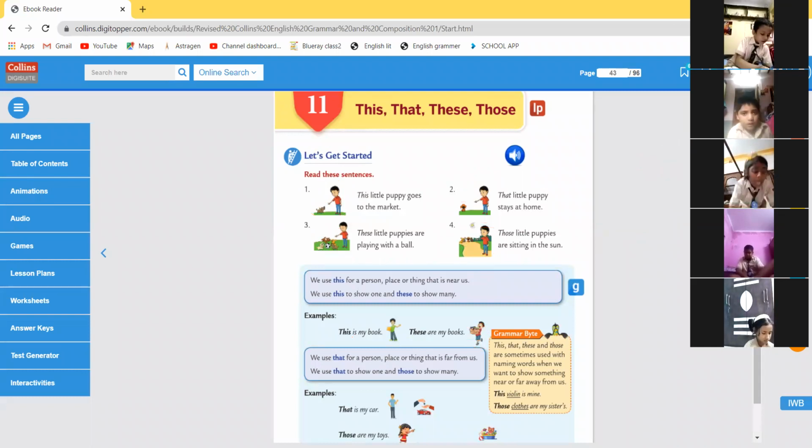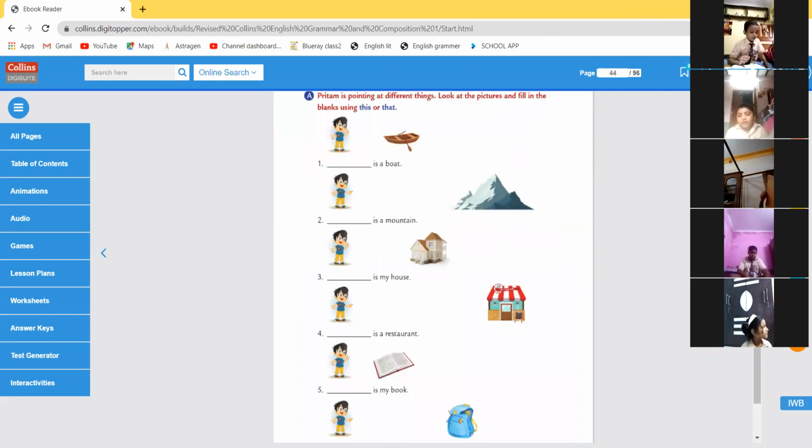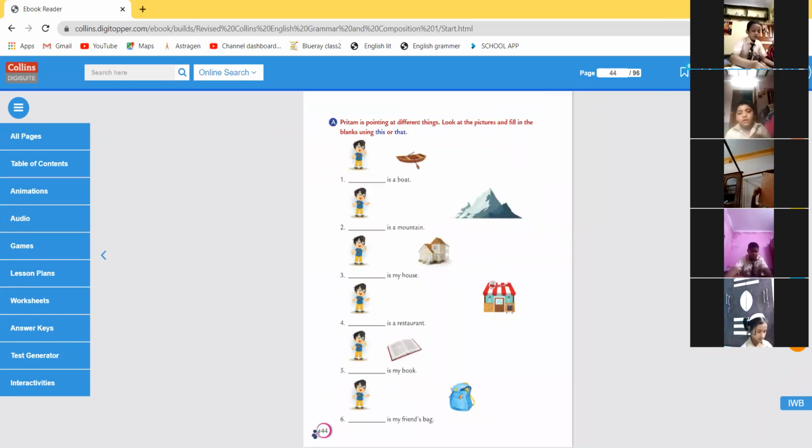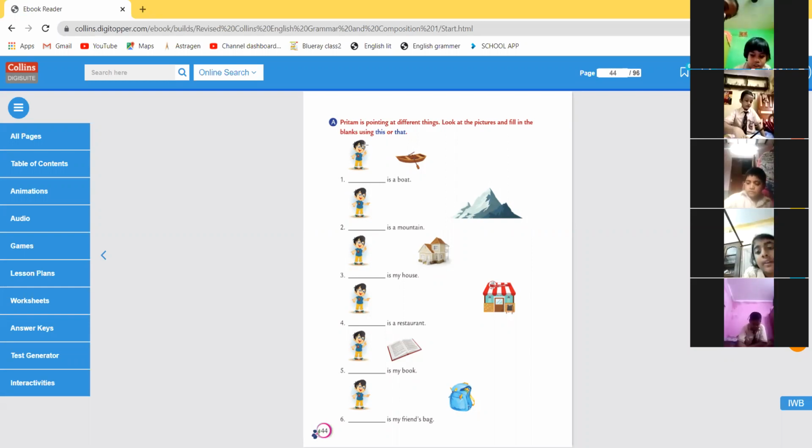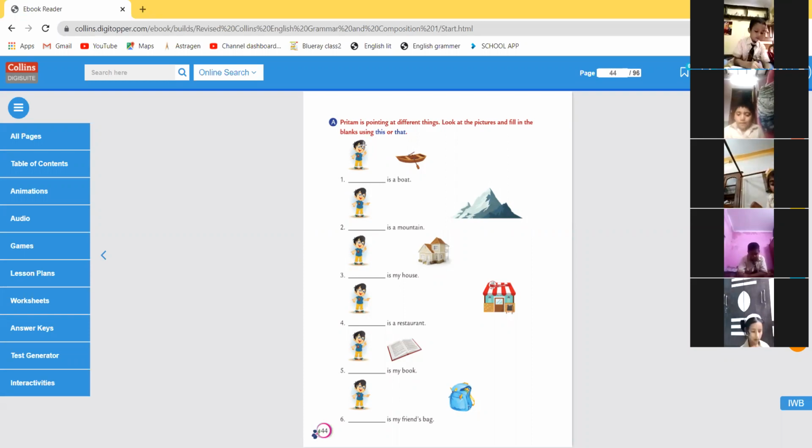Now go to the next page. Let's solve the exercises. Exercise A. You just have to point it out. Just notice the distance between the boy and the object. See, this is Pritam and he is pointing at different things. Look at the picture and fill in the blanks with this and that.